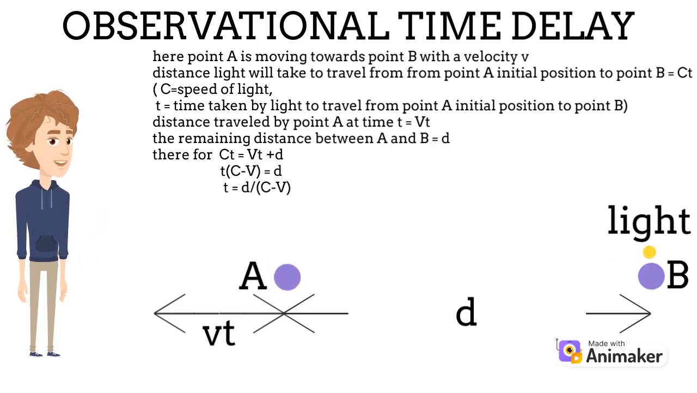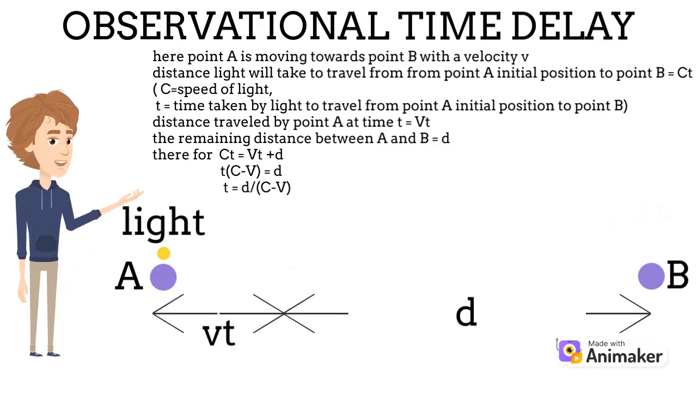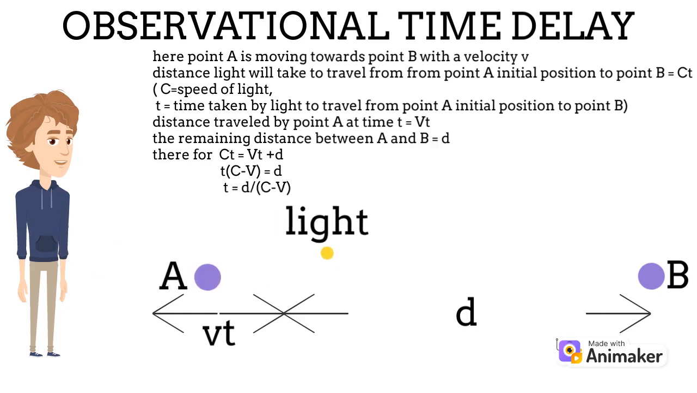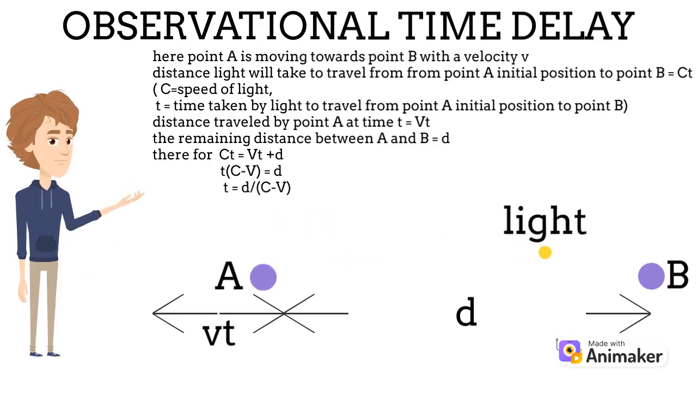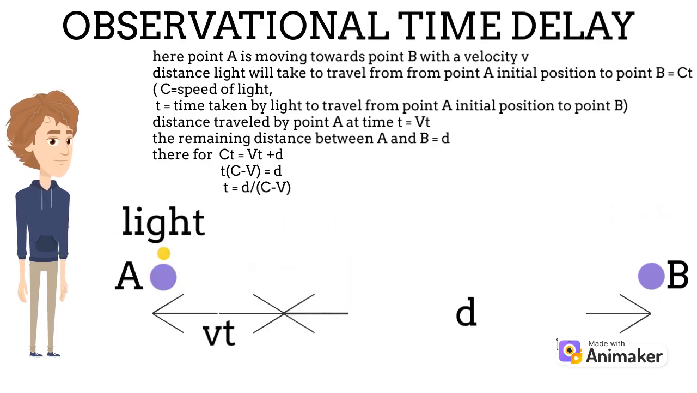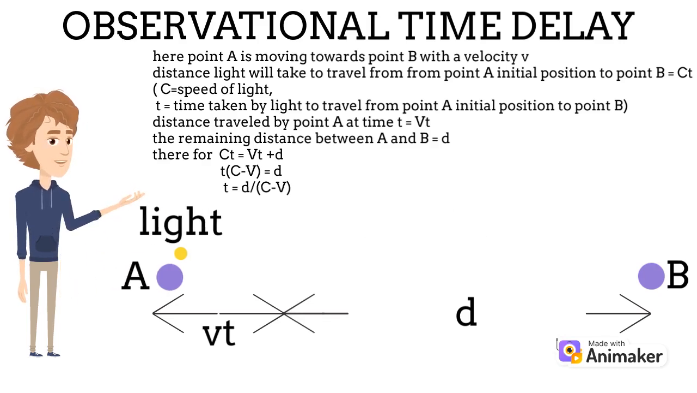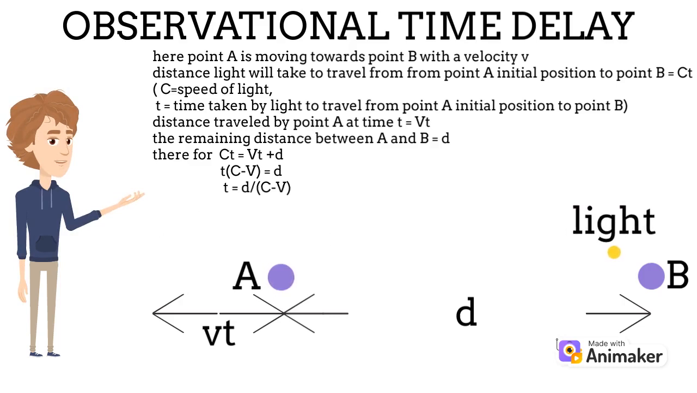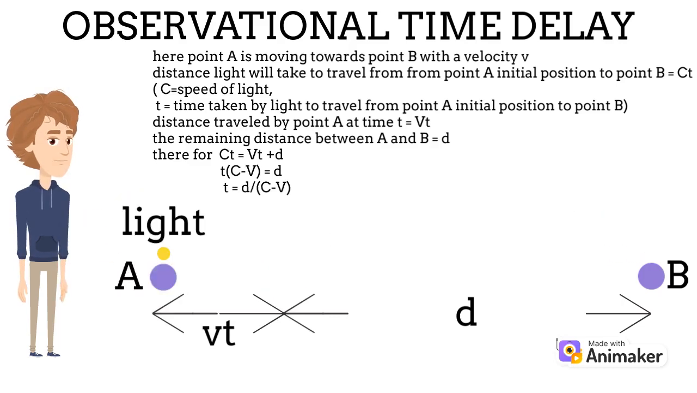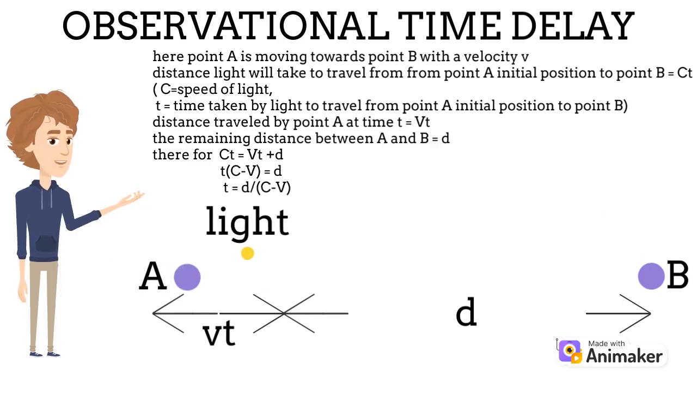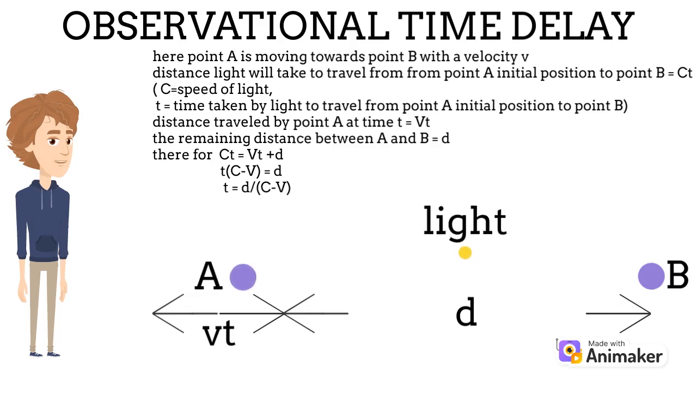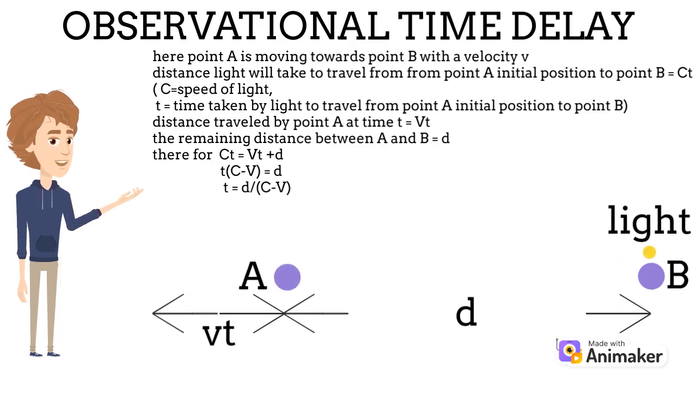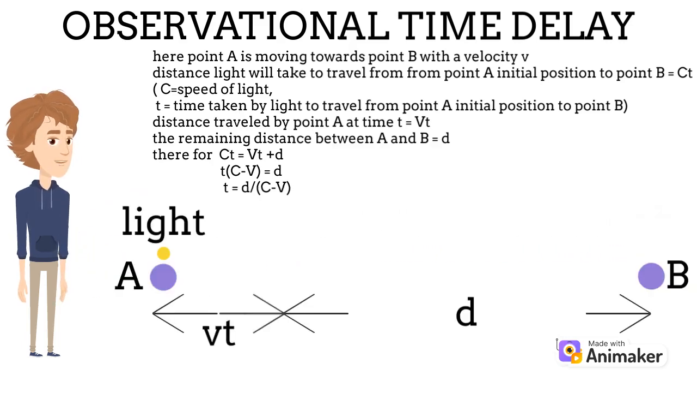We are going to calculate the observational time delay effect when point B observes point A. B observes A with the help of light. Before the light reaches point B, point A changes position due to the velocity of point A. From the diagram we get the equation ct equals vt plus d. ct is the distance traveled by light. vt is the distance traveled by point A. d is the remaining distance between point A and point B.